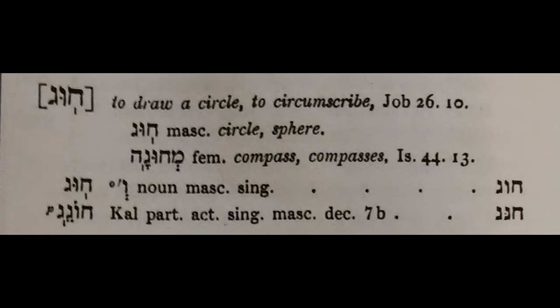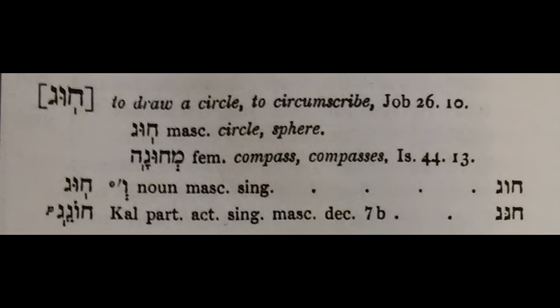Now notice this, this is a group of people obviously that did this, the dictionary that we see here, but here we find the word hug is described as a circle slash sphere. And then we have another noun which comes from the same root hug, which is mehuga, which is the word for compass or compasses, okay? So here, if you were to read this dictionary, you would see to draw a circle, hug literally would mean to go in a round motion, okay? So you would understand, okay, to go in a round motion, and hug is something that is round.